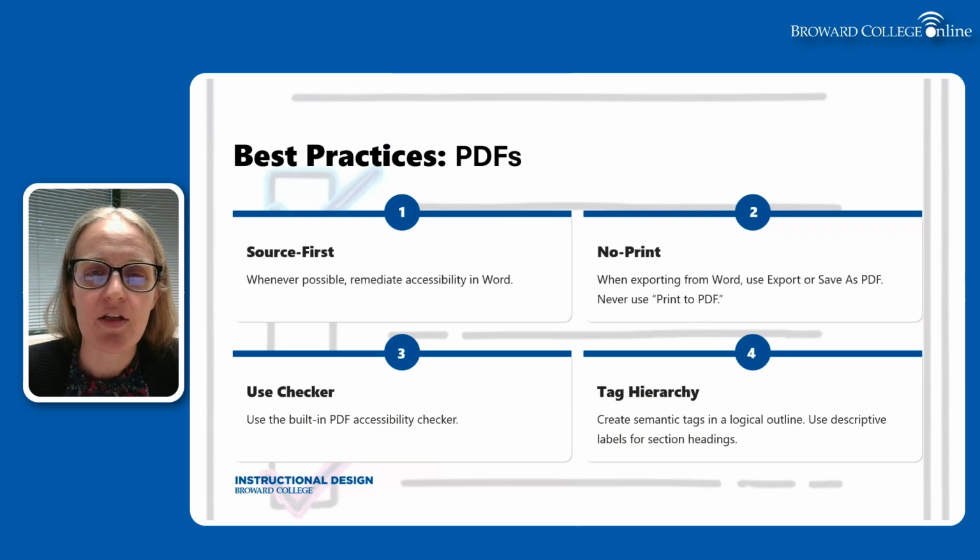And then finally, the most important thing that you'll often interact with in PDF accessibility has to do with tags. So making sure that those semantic tags are in a logical outline, and then also that they have appropriate descriptive labels for the sections rather than just being called something like Section 1 or Section 2.